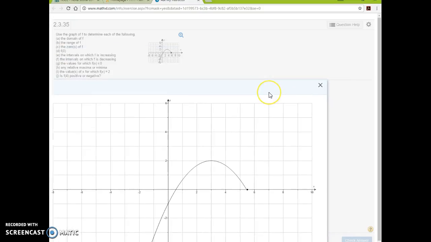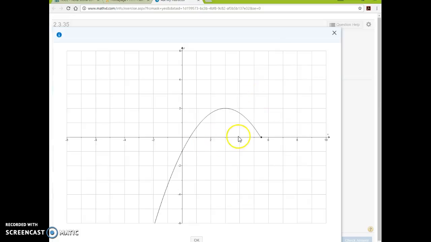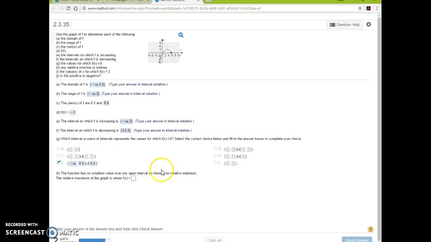And is f of 4 positive or negative? Okay, so again, f of 4, well, x is 4. That's a positive number because we have to go up on the y to touch the line there. Okay, so a lot of information here, but I hope that helps you a little bit. Just think about y equals f of x and figure out what we're asking.